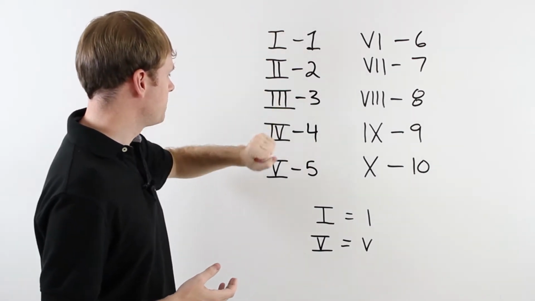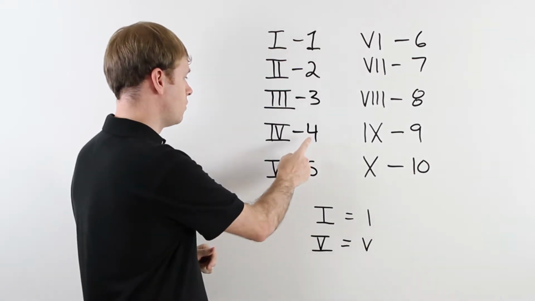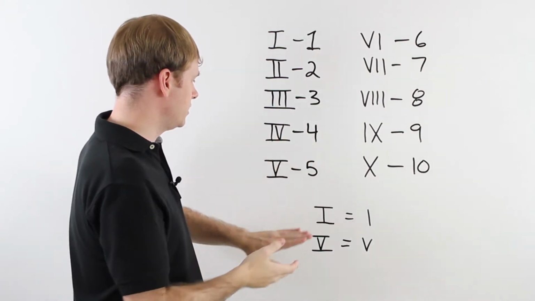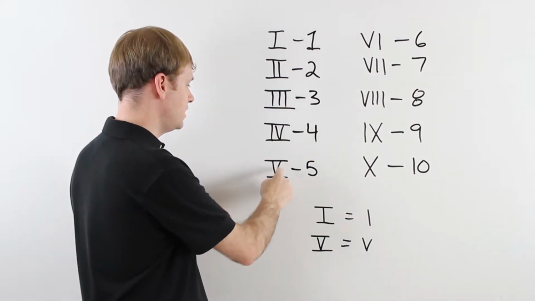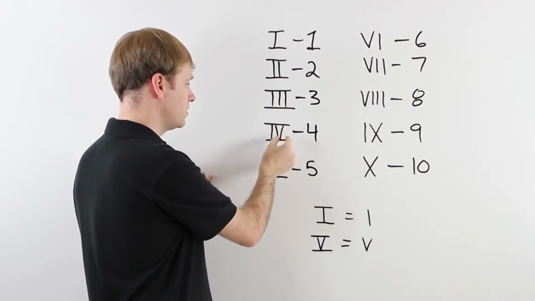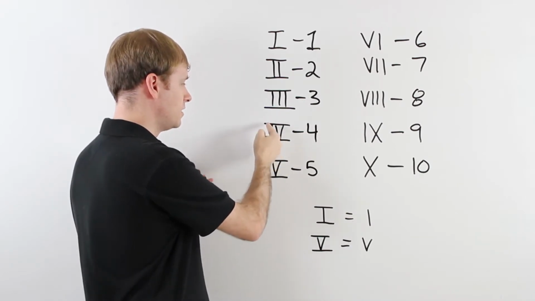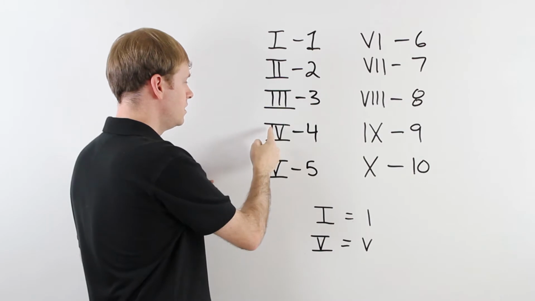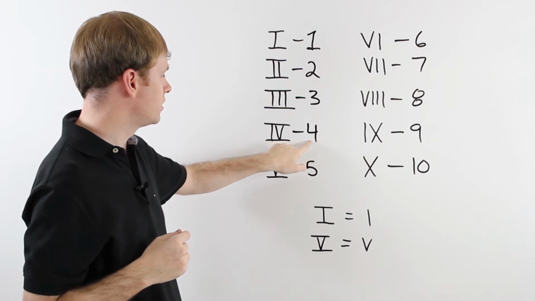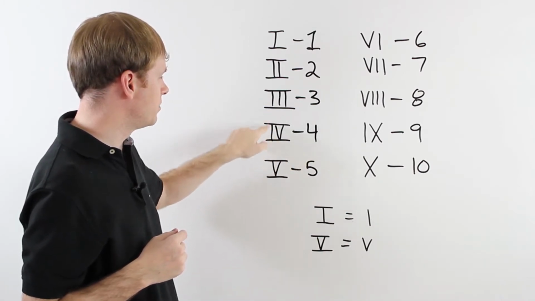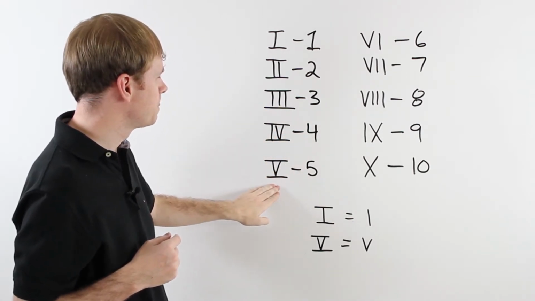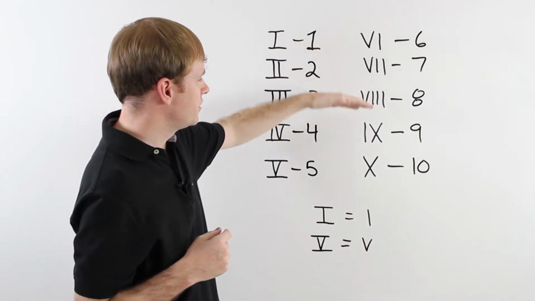So 1, 2, 3, and the next one is 4. And it looks like this, IV. Now, what is V? Well, quickly, let's go to 5, and you can see V is 5. All right, V is 5. So let's go back. V, we know this is 5, and I is 1. So I, which is 1, before 5, that's 4. Okay, so one number before 5 is 4, and then 5. Let's go to the next side, 6, 7, 8, 9, 10.